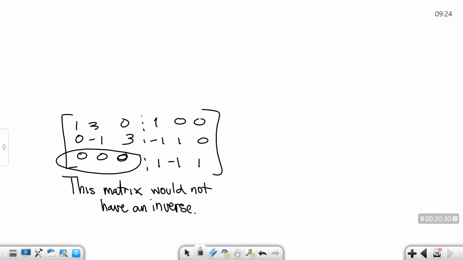Okay, there's lots of things that singular means, but for this connotation, it's going to mean that you can't take the inverse, or there is no inverse. So singular means it doesn't have an inverse.